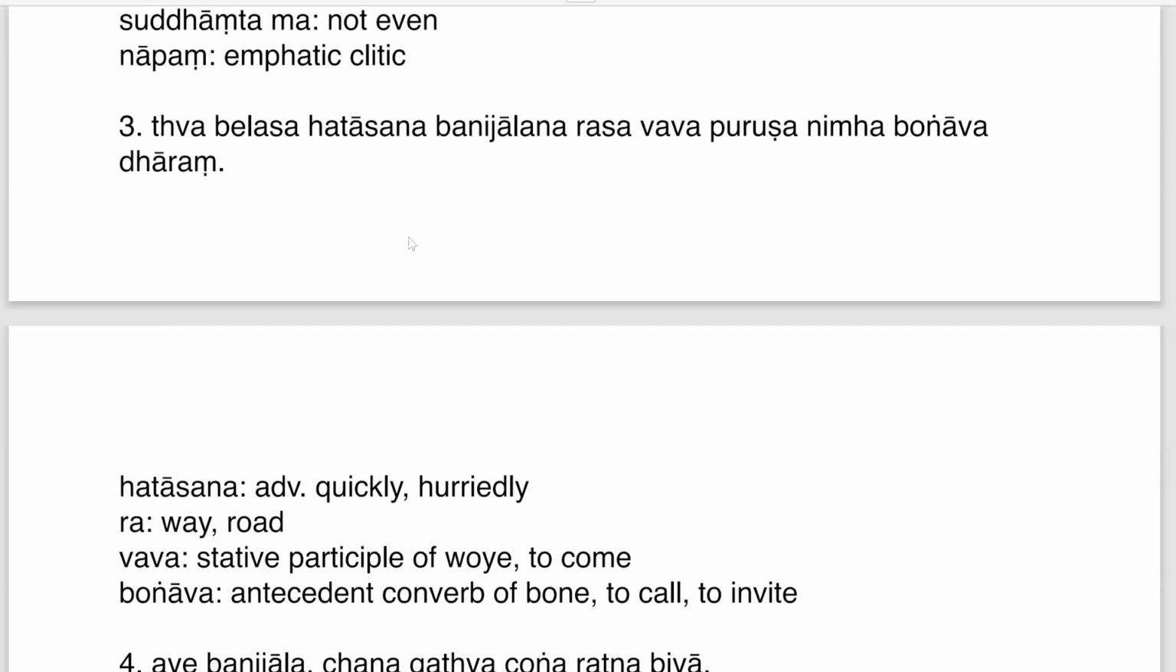Purusha, the man. Yeah. And Nimpa, 2 plus element classifier. Yes. And so here the 2 is ni. Yes, it's sometimes nay or ni, they're the same. And Bongab, antecedent converb of bone, to call. Yeah. And Daran is to say. Yes, exactly. So at this time, the merchant.